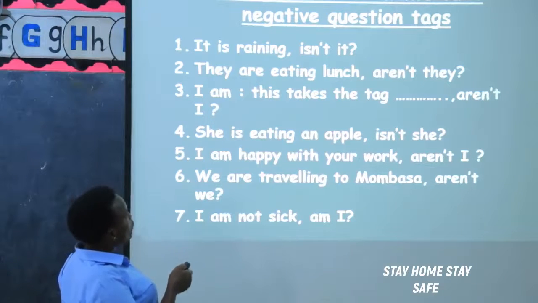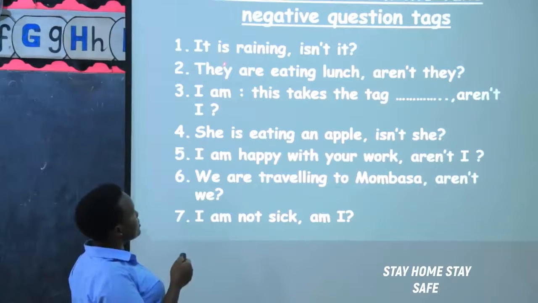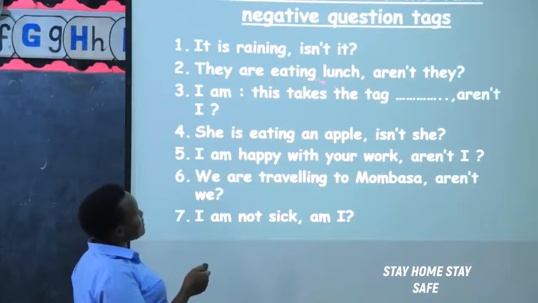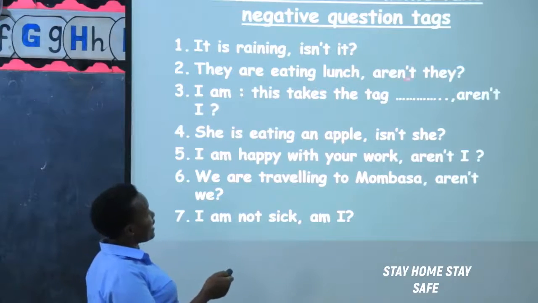So, we are going to look at this. It is raining, isn't it? The helping verb is the one we use in the question tag. They are eating lunch, aren't they?